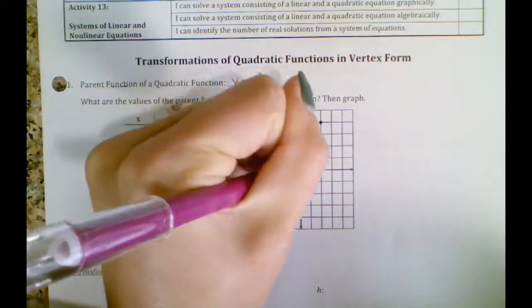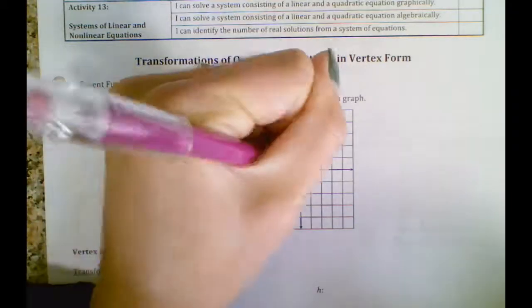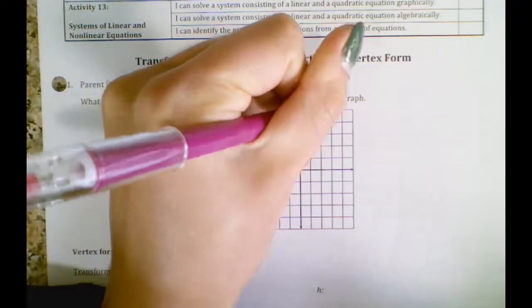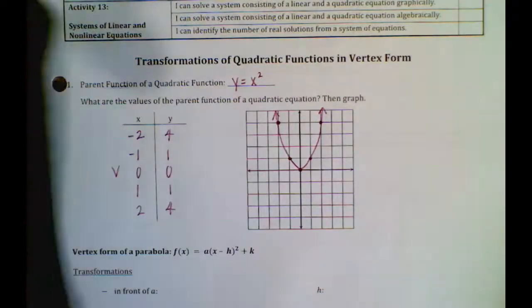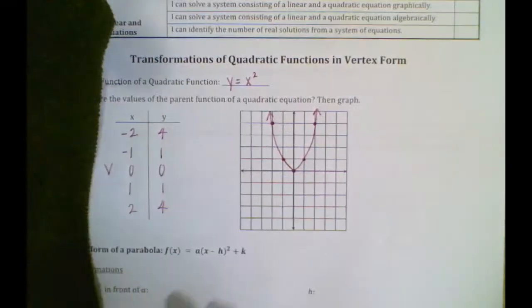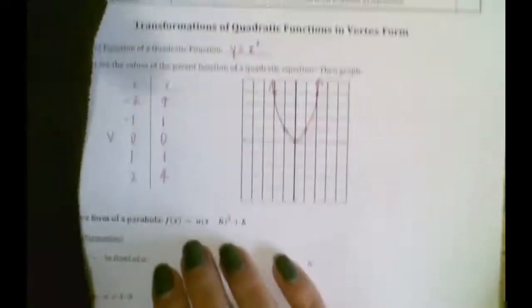All right. Connect these. Remember, this is a U shape, not a V, so make sure it looks like a U and not a V, please. All right. So this is something you guys can refer to and go back to once we are starting our transformations.